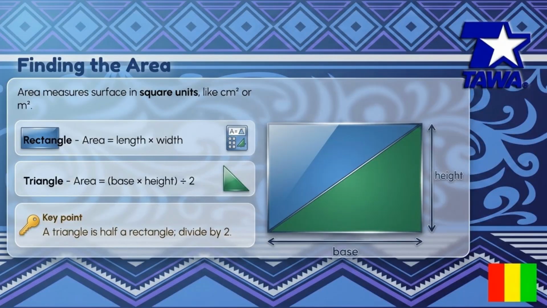Area measures the surface in square units. For a rectangle, area equals length times width. For a triangle, area equals base times height divided by 2, since a triangle is half a rectangle.